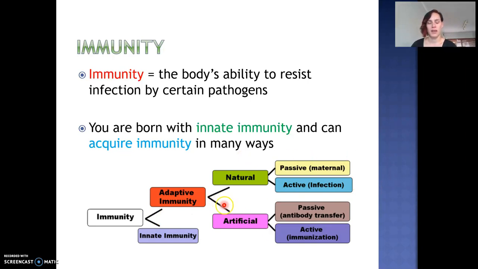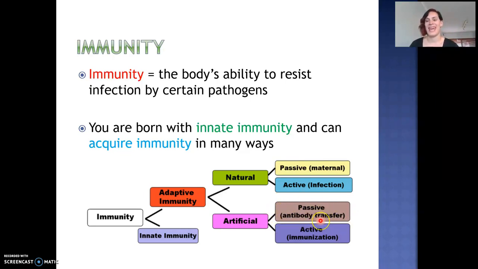If we look at the artificial, however, we've got intervention. And this first one is active. We are actively giving you a pathogen. We are actively giving you antigen so your body can practice reacting to it, so it can build immunity. Another part of this is called passive.